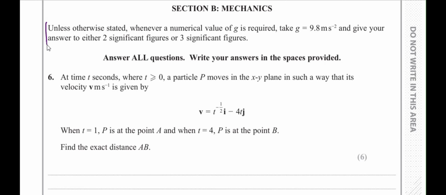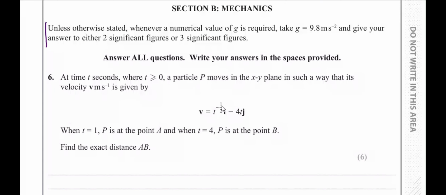Section B, mechanics. So read this general instruction. Question 6. At time t seconds, where t is greater than or equal to 0, a particle P moves in the xy plane in such a way that its velocity v meters per second is given by the expression v equals t to the power of minus half i minus 4t j. When t is equal to 1, P is at point A, and when t is equal to 4, P is at the point B. Find the exact distance AB.